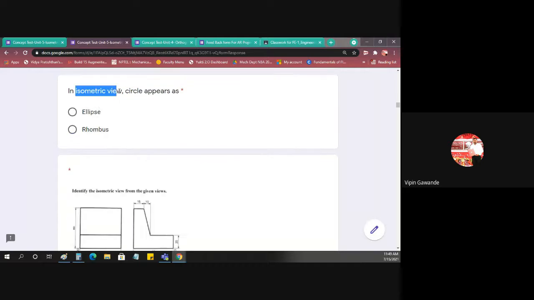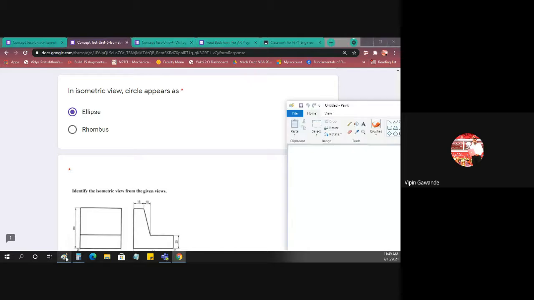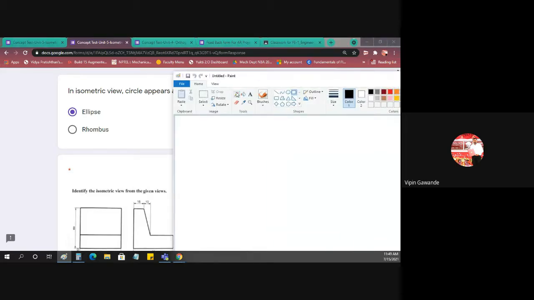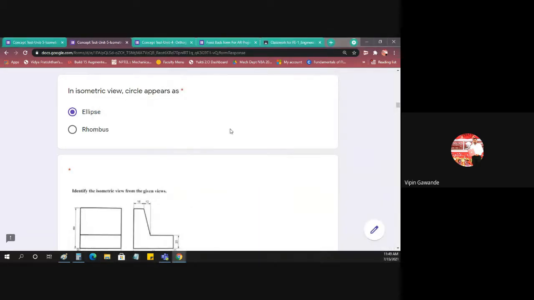Now in isometric view, the circle appears as an ellipse. Okay. So when we draw the circle in isometric view, it appears as an ellipse. So this also you have to remember. This type of question they will ask in the examination. If you refer to the last video, there we have drawn the circle on the plane, something like this. So it appears as what? It appears as an ellipse. So in case of the isometric drawing or view, the circle appears as an ellipse.